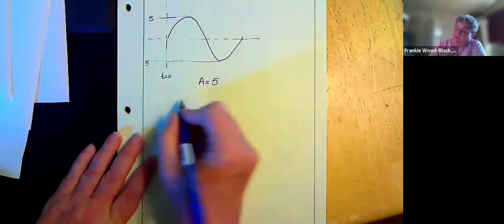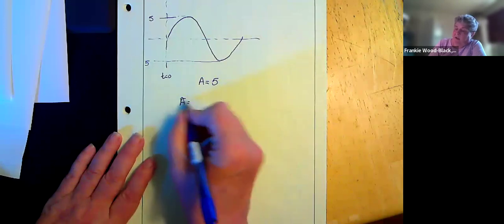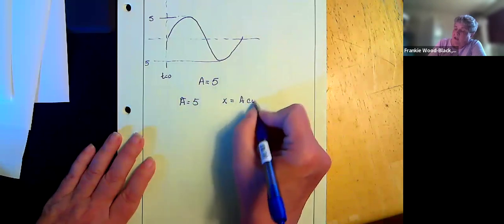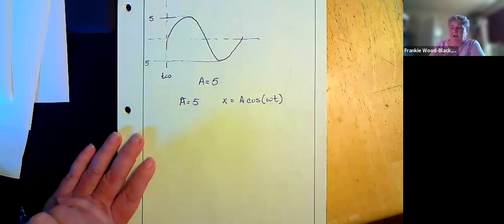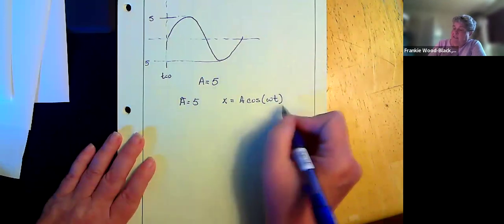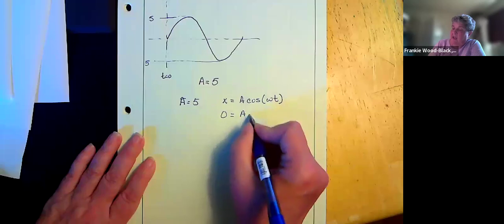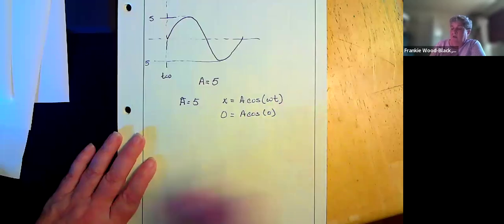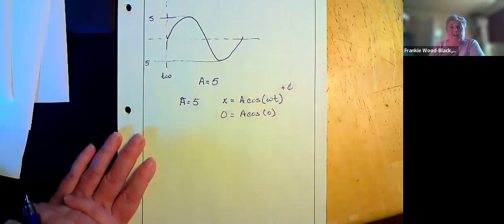And at t equal to 0, I've got A equal to 5, I have x equal to A cosine omega t, all right? And I've got t equal to 0, and x equal to 0, so I've got 0 equal to A cosine of 0. I can figure out what my phase angle is, or I can read my angular frequency.